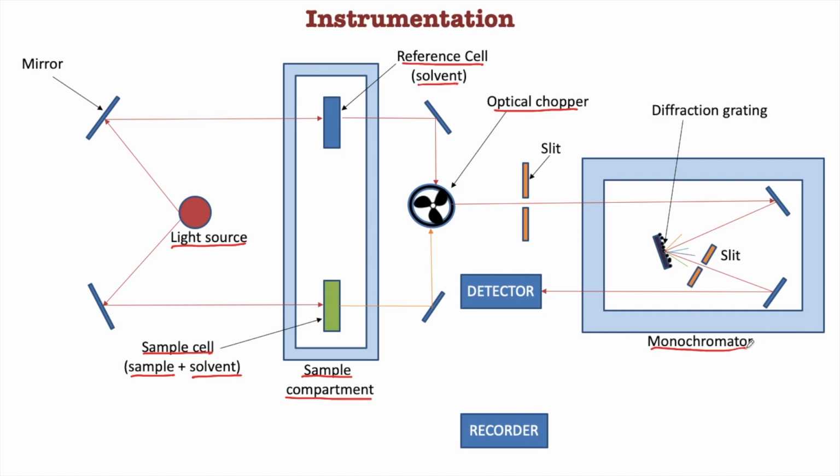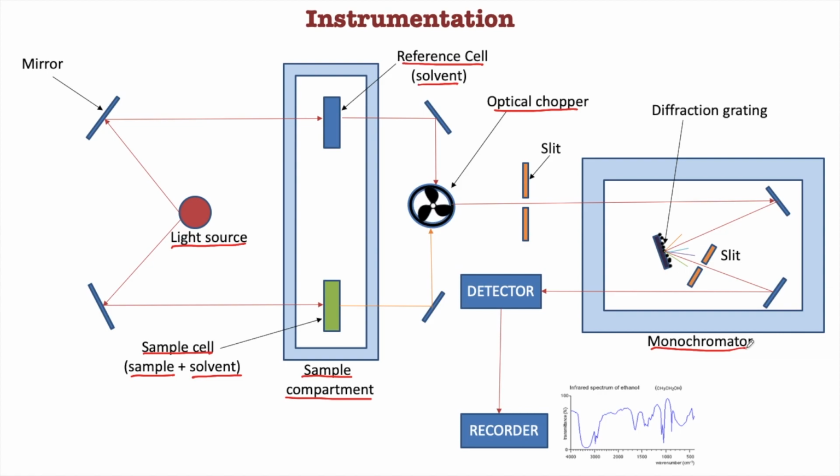detector. And at the other time, the sample beam will be allowed to pass through the chopper, and at that time, the reference beam will be reflected back. And the sample beam will follow the same path and will reach the detector. And the detector will automatically subtract the intensity of the reference beam from the intensity of the sample beam in order to detect what amount of radiation is getting absorbed by the sample molecule. And whatever the detector detects is recorded by the recorder in the form of an IR spectrum.